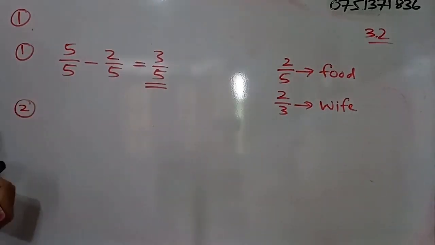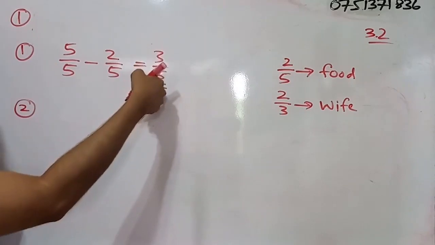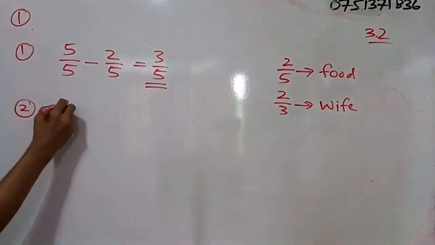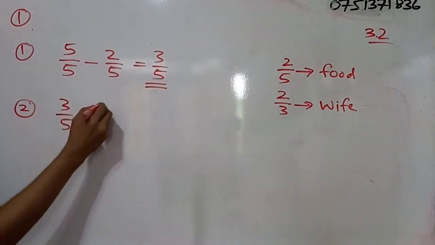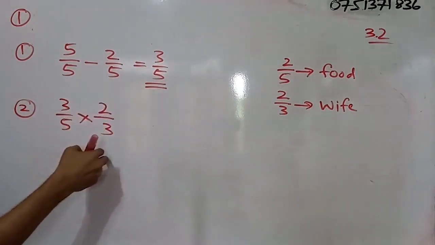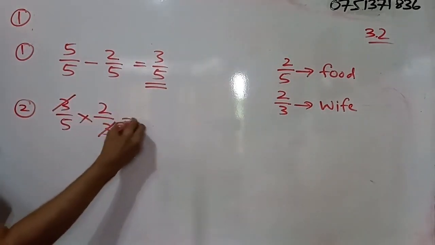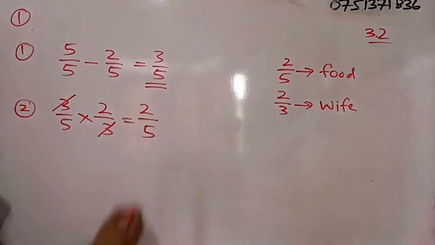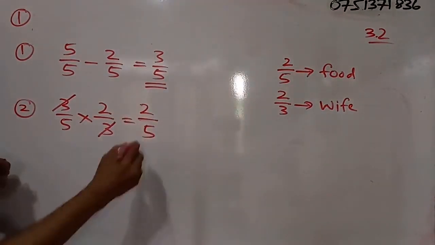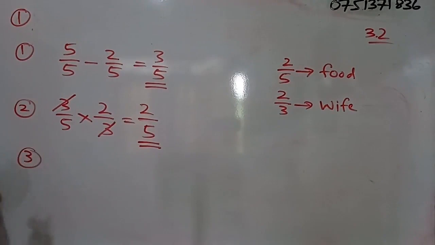Part 2. What fraction of his salary does he send his wife from the remaining amount? That is 3/5. From that he sends how much? As a fraction, 2/3, right? So he sends 2/5, right? 2/5.